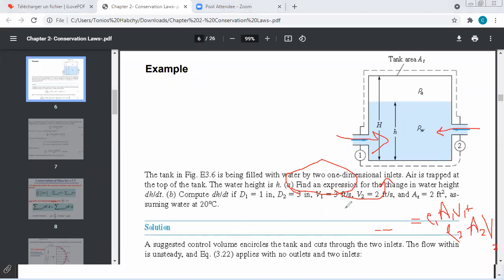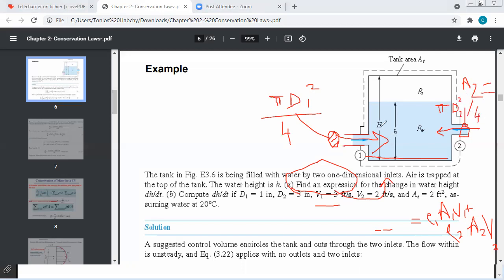Now I have everything, all the information needed is given. I have the velocities, I have the cross-sectional area of the tank, and concerning A1 and V1, I know that the inlets are of circular shape, so their cross-sectional area will be the area of a circle. So to find A1, it's pi times d1 squared over 4. And similarly here, the value of A2 is pi d2 squared over 4. So now I'm ready to find how the height of water is changing with time.